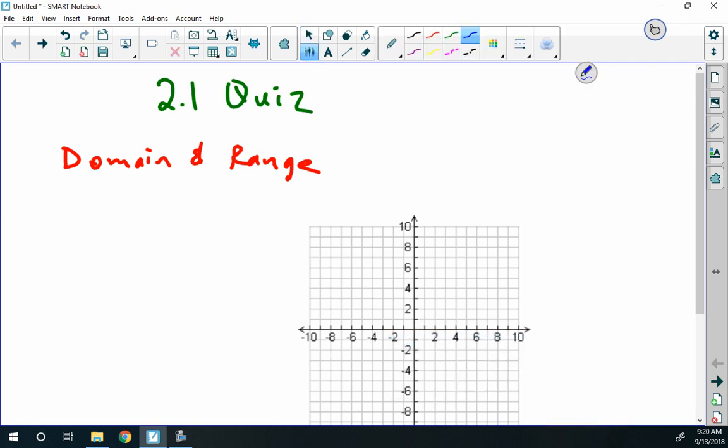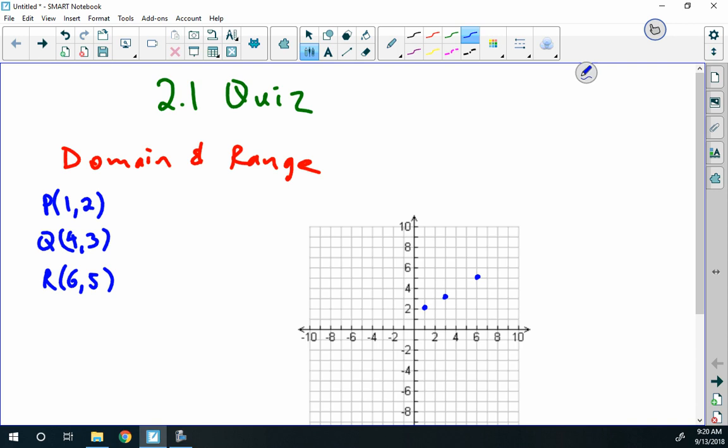If we had a relation that looked like this, let's see, we got the point P, which goes through 1, 2. And we got the point Q, which goes through the point 4, 3. And we got the point R, which goes through the point 6, 5. And those are the only points in our relation.